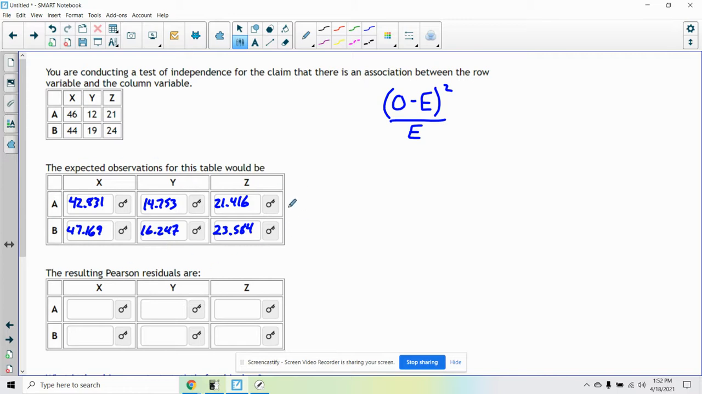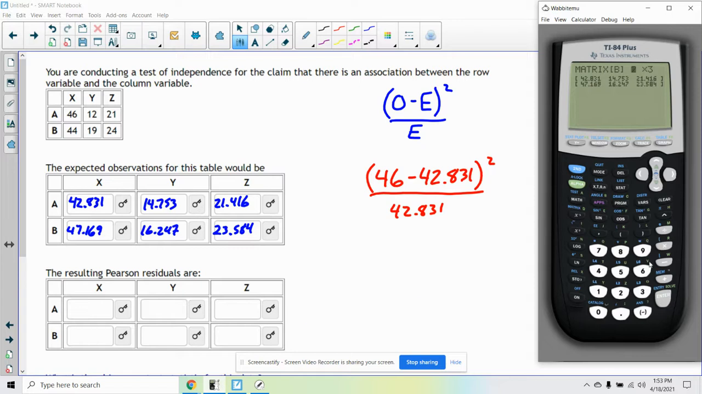So that's going to be my expected observation matrix here. So then it says, find the resulting Pearson residuals. Again, we haven't talked about this, but it's a really straightforward process just using this formula. So what I'm going to do just for this first cell here is take the observed value, which is 46, minus the expected, which was 42.831. I'm going to square that value, and I'm going to divide that by the expected, which was 42.831.